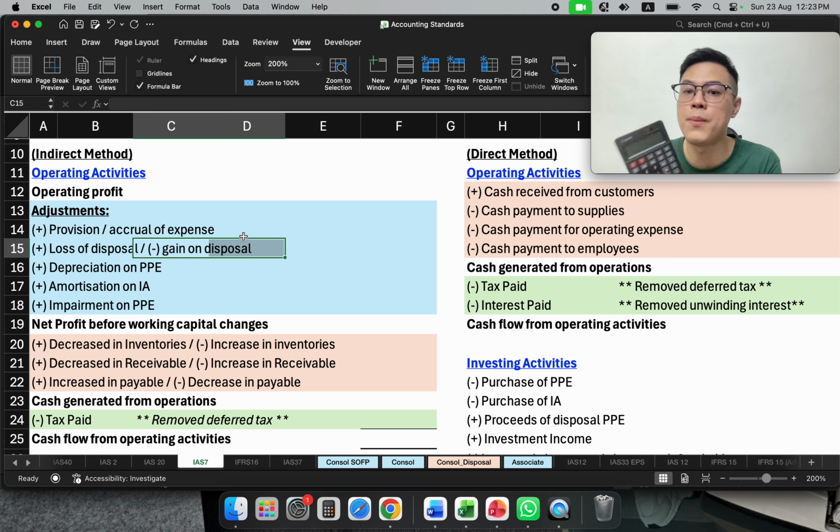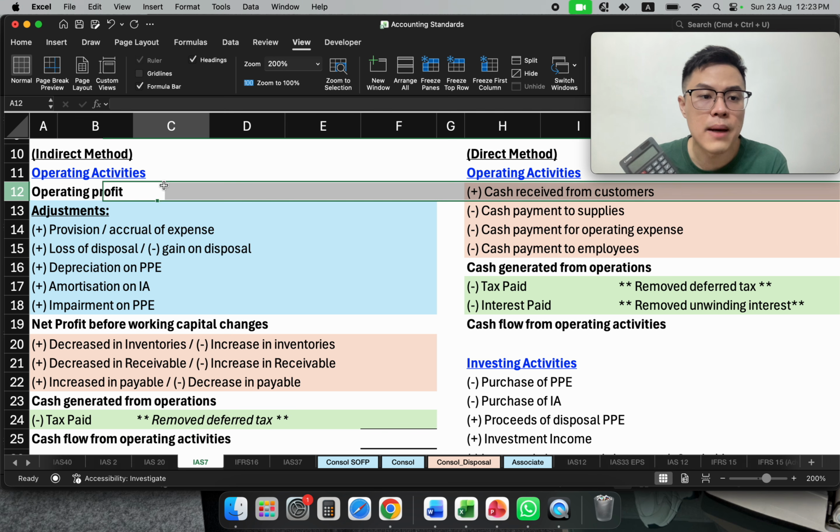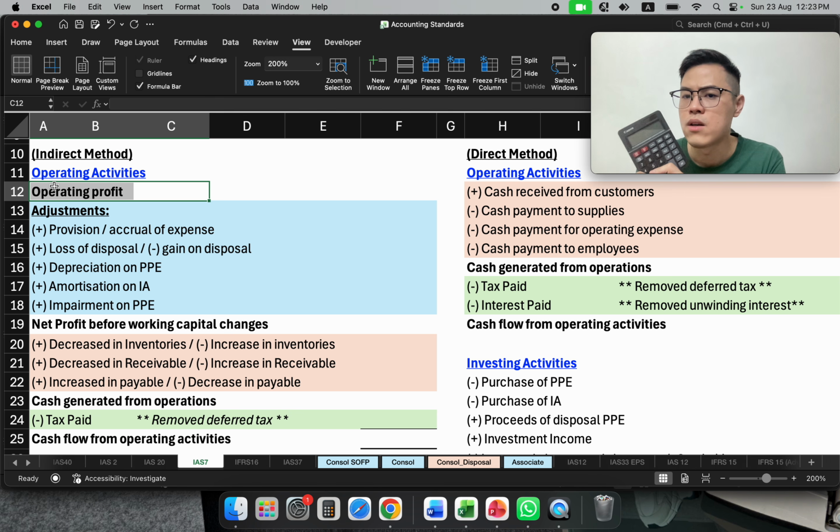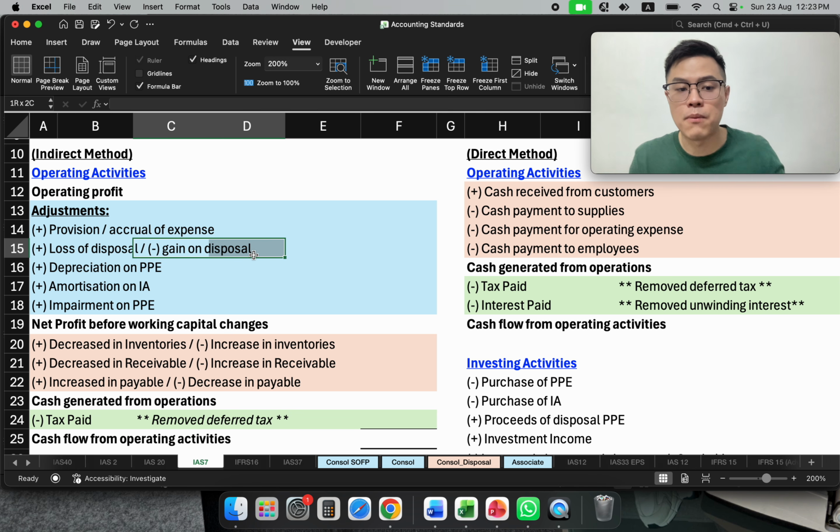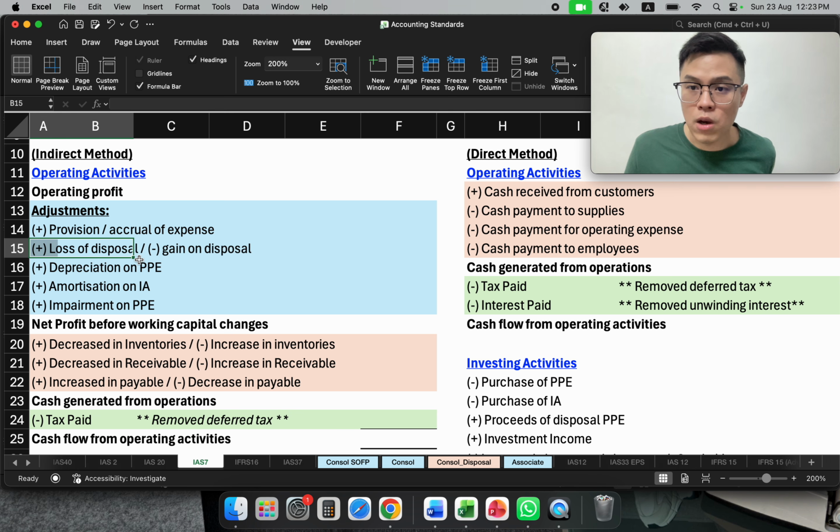The $50 will be reported under profit on disposal, which will impact your operating profit. But to be exact, when you are disposing this item, you receive 150 instead of that $50. That $50 is because of accounting, you record it as a profit or gain. Therefore, we need to minus out the gain, or if it is a loss, we will need to add back the loss. So it's a non-cash item.